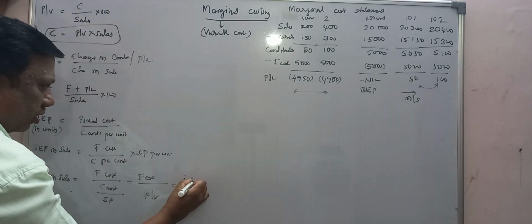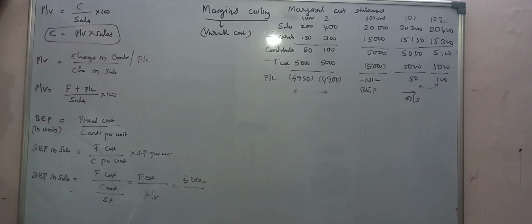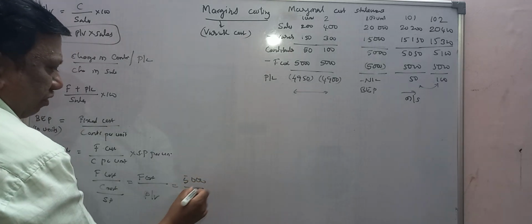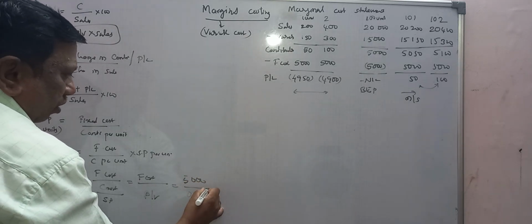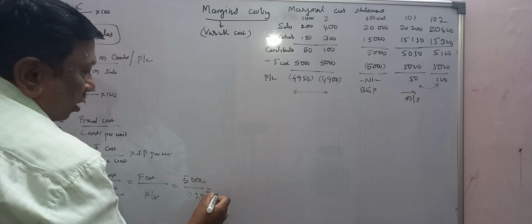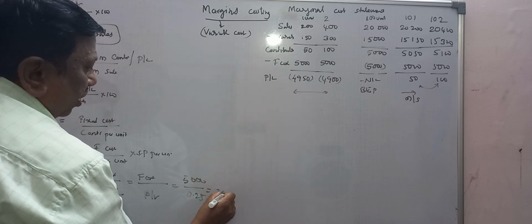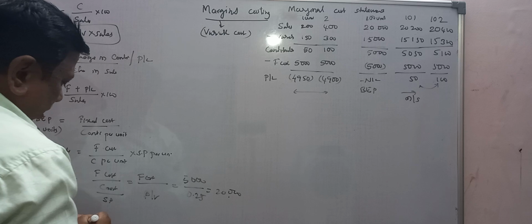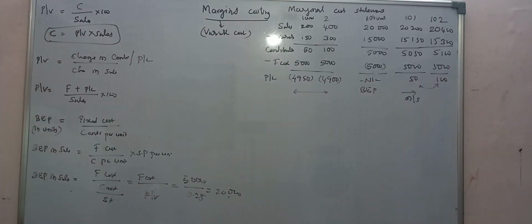Fixed cost I know, 5,000. PV also I know: 25%. That means 0.25. If I calculate again, it will show 20,000 only. If we calculate 5,000 divided by 0.25, we will get 20,000 as the sales amount.